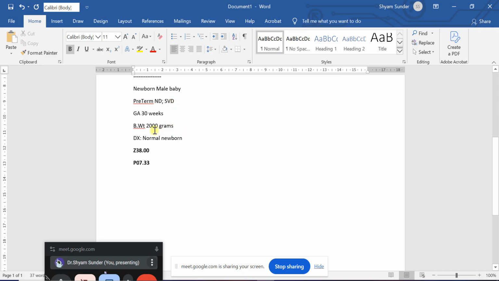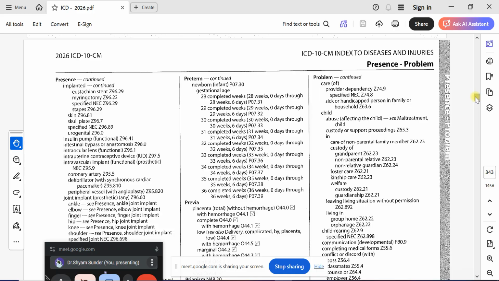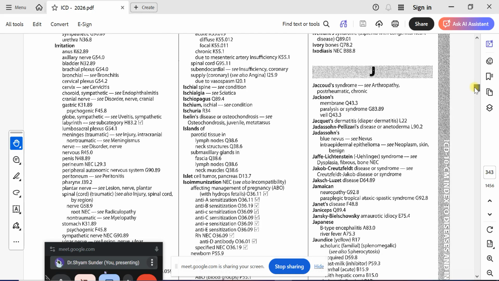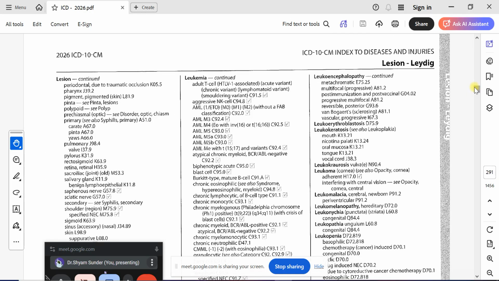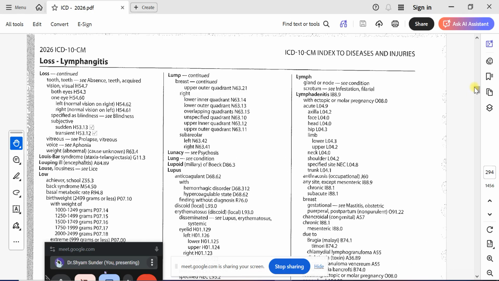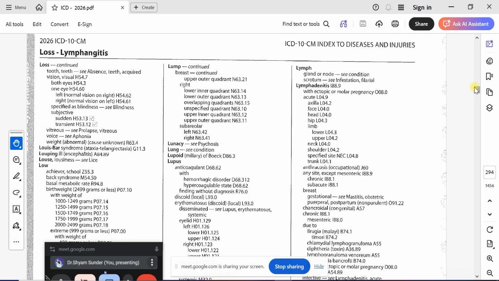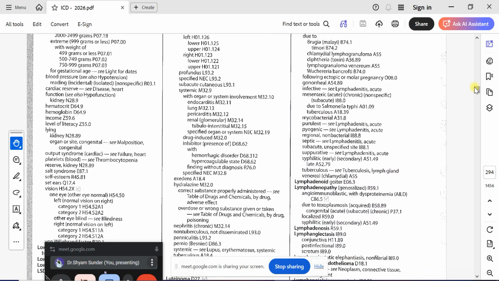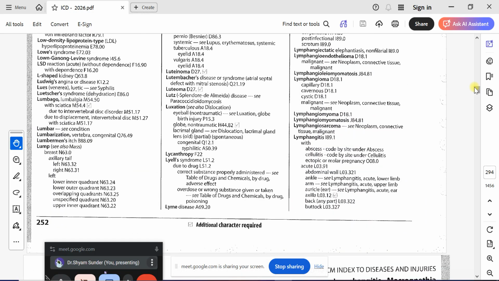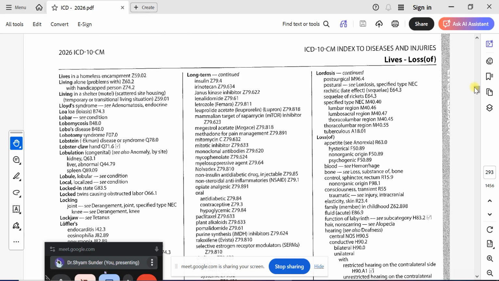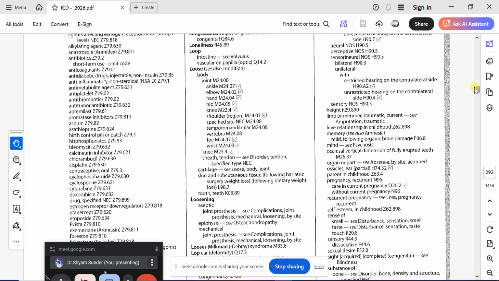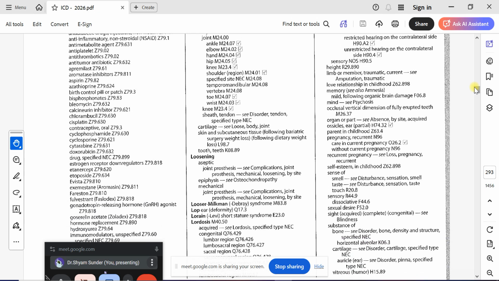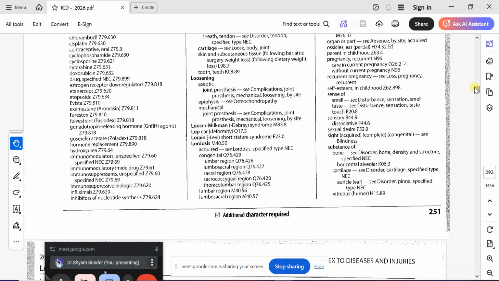So low birth weight, right? 2000 grams. So how to find the code for low birth weight? Your main term is low birth weight, LOW. You can experiment with different main terms, but actually the best way is to read a couple of pages of the index every day, the main terms.